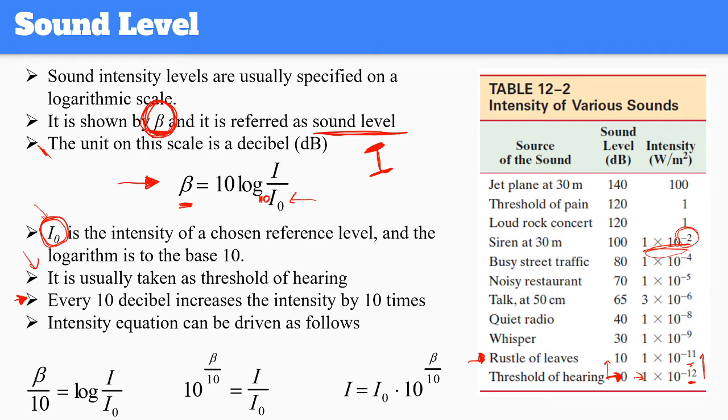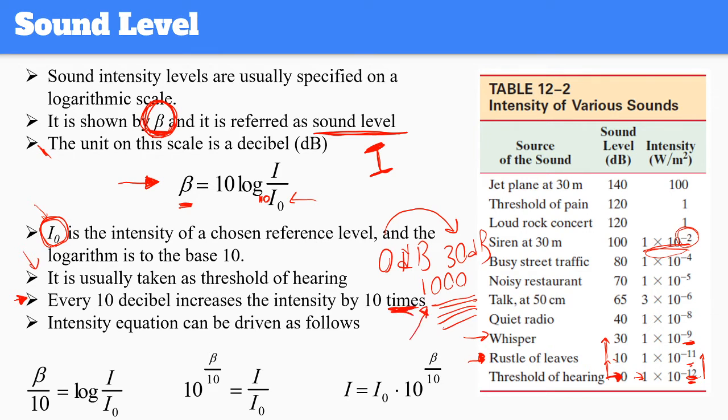Alright, let's see the whisper. A whisper is 30 decibels. So it is 30 more, but if you look at the powers, then you will see that the power is changing by 3. So the difference between 0 decibels and 30 decibels is actually 1,000 times more intensity. So every 10 decibels is increasing the intensity by 10 times.